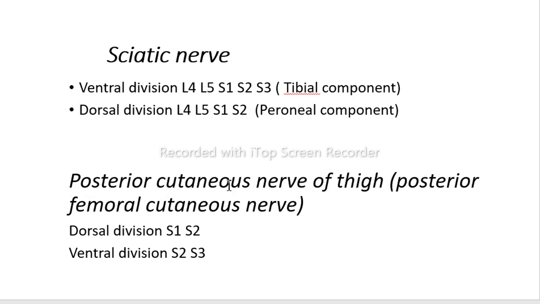The posterior cutaneous nerve of thigh, or posterior femoral cutaneous nerve, has root value dorsal division S1 and S2, and ventral division S2 and S3.